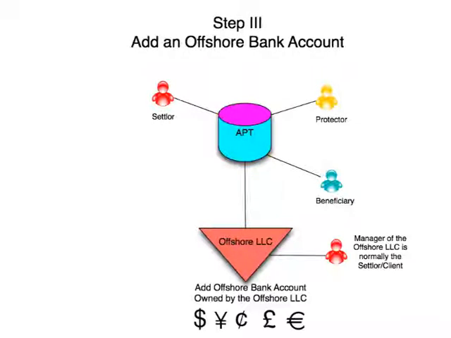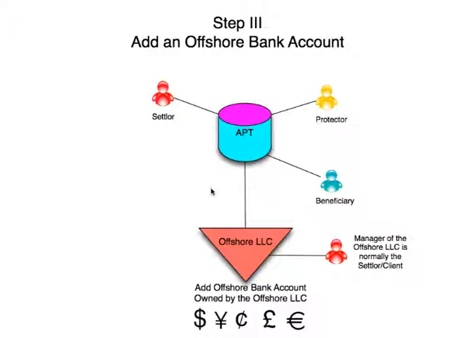So the third step is to add an offshore bank account. Notice at the bottom here you can have any currencies you want. And the manager of the offshore LLC, this guy, runs the bank account, keeps the client in control. This gives them the power to open an offshore donut shop in the LLC, to open an offshore bank account, to do anything offshore they want. This is protected money.